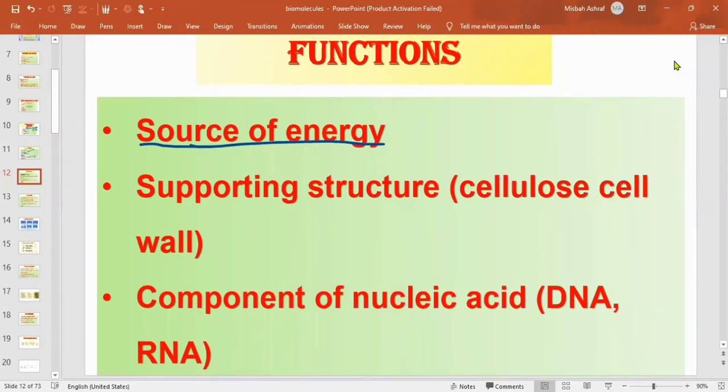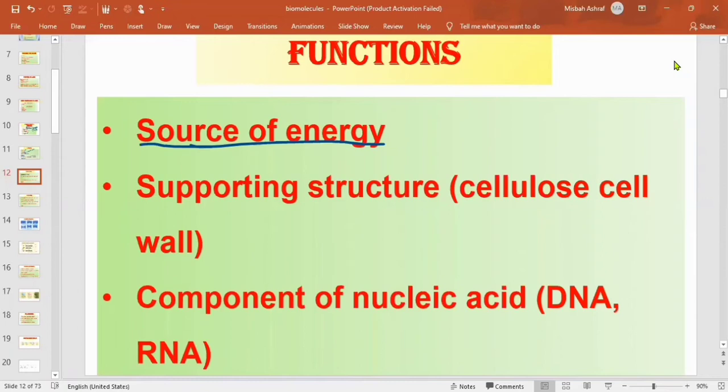And when we are doing any exercise or playing some game and we need glucose or an instant source of energy, then we eat bananas. Bananas have glucose. That's the instant source of energy. Almost all the fruits have glucose or sucrose present in them.